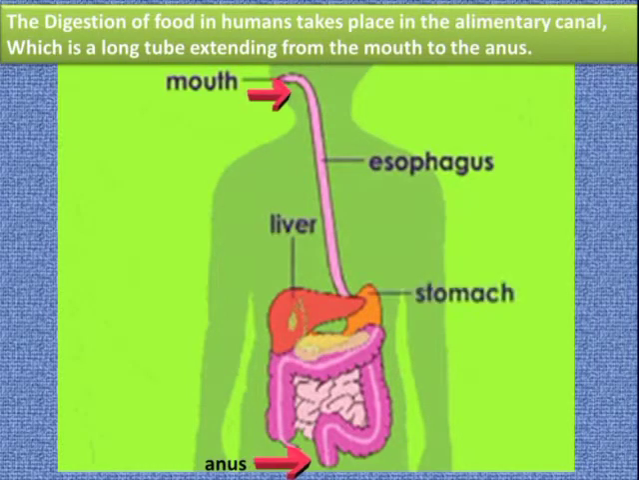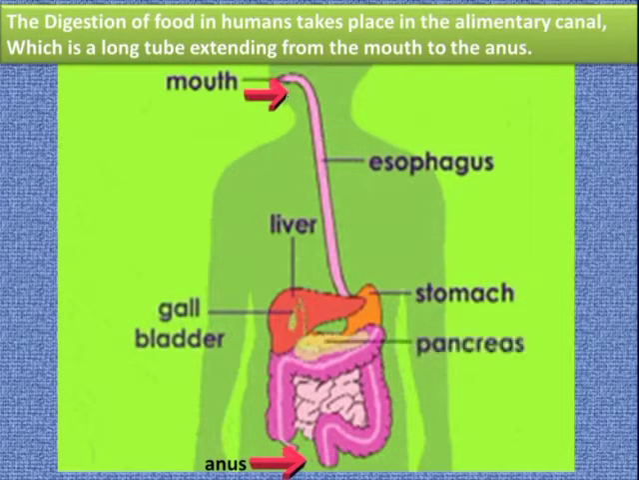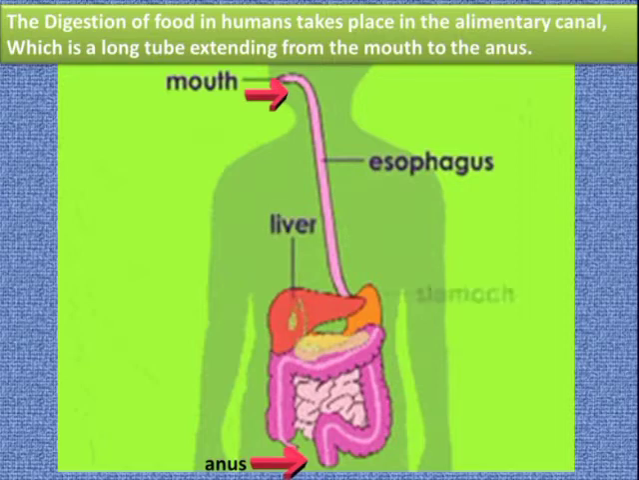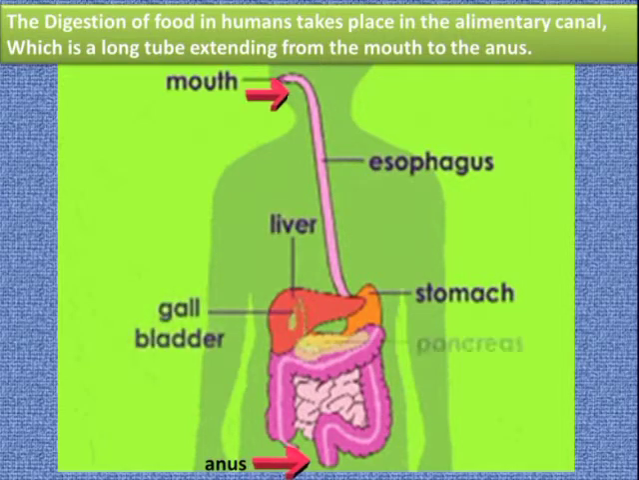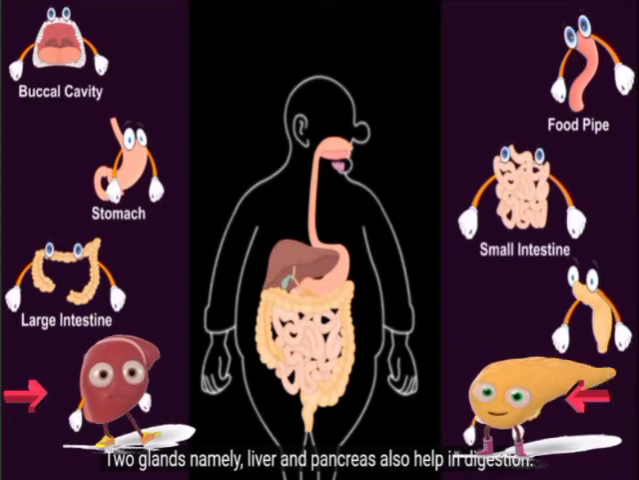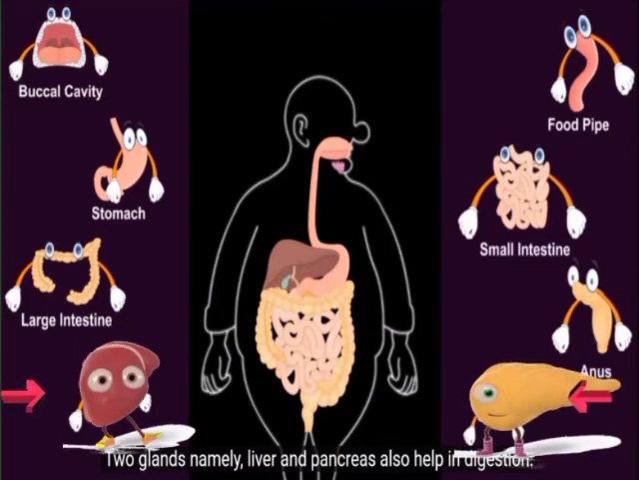The alimentary canal, or digestive tract, is the pathway by which food enters the body and solid wastes are expelled. The digestion of food in humans takes place in the alimentary canal, which is a long tube extending from the mouth to the anus. What does the alimentary tract consist of? The organs of the alimentary canal are the buccal cavity, food pipe, stomach, small intestine, large intestine, and anus. Two glands, namely the liver and pancreas, also help in digestion.